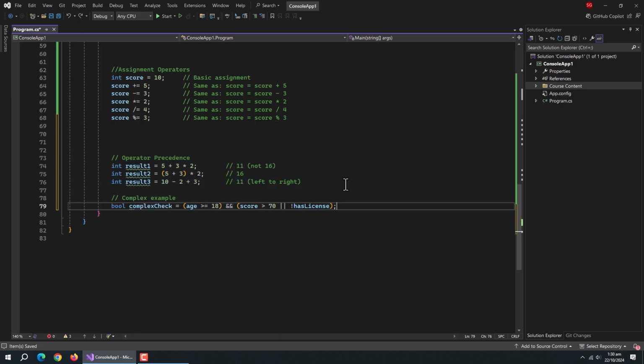Next is operator precedence. Just like in math, C# follows PEMDAS rules, which are that parentheses are solved first, then multiplication, division, addition, and finally subtraction. When you're in doubt, use parentheses to make your intentions clear because these will be solved first.